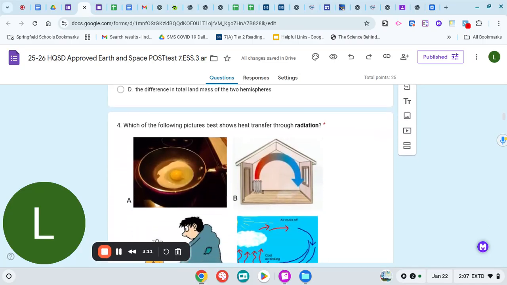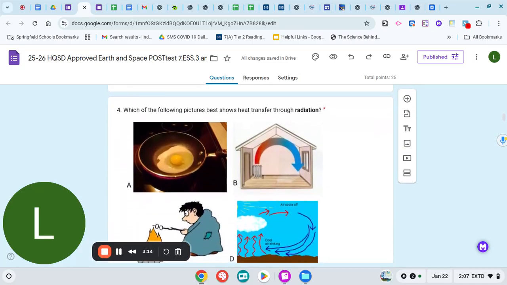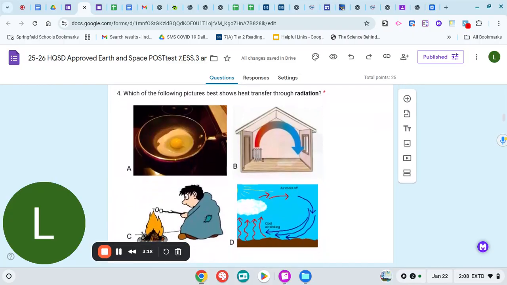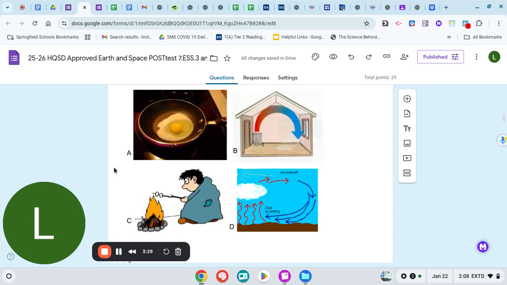Okay, for number 4, which of the following best shows heat transfer through radiation? A is an egg frying on a pan. B is a radiator with this red arrow and blue arrow. C is a man roasting a marshmallow near a fire. Or D shows red hot air rising and blue cold air sinking.